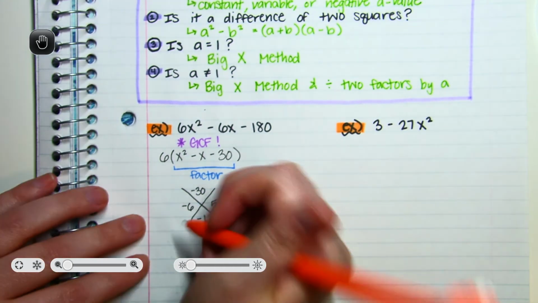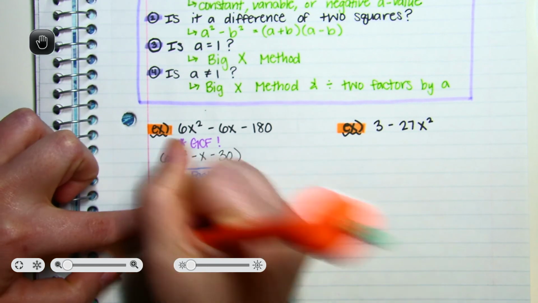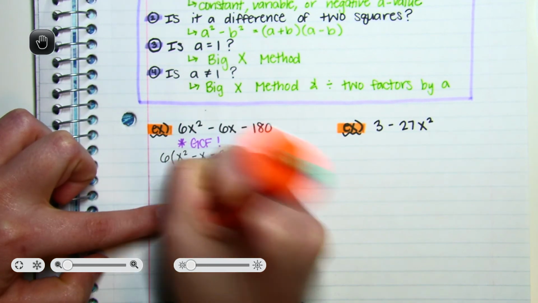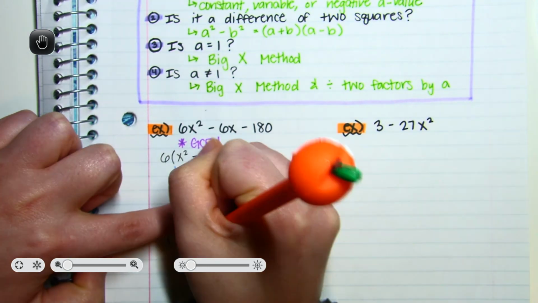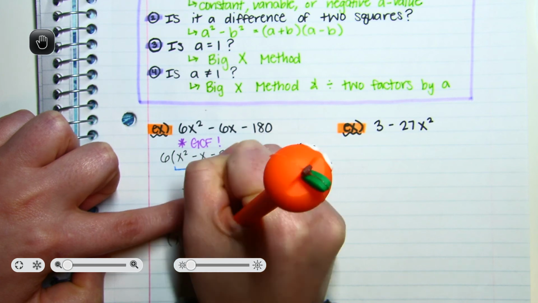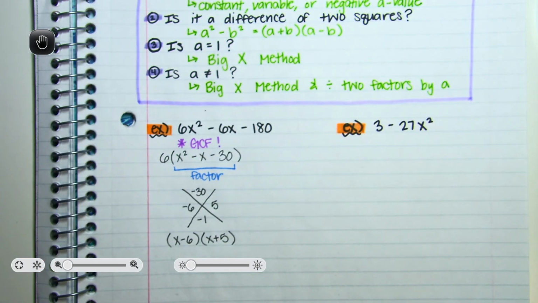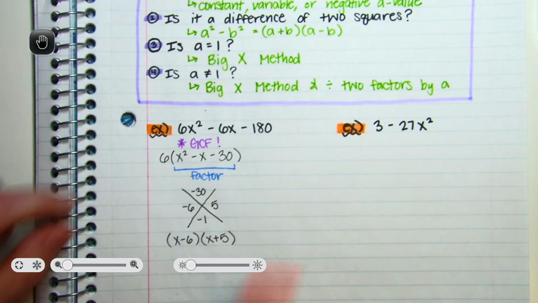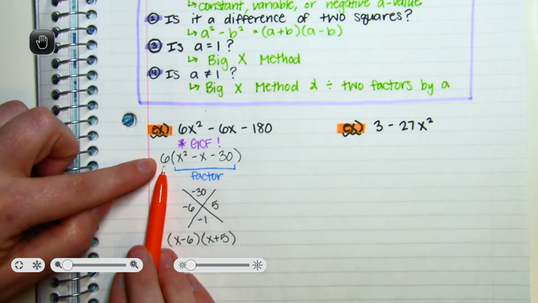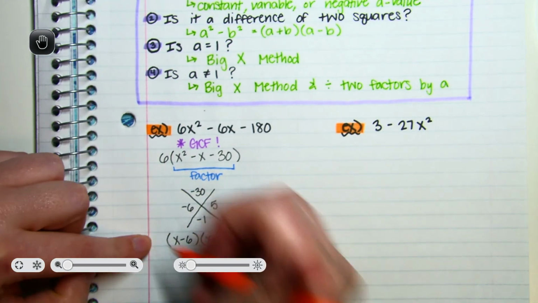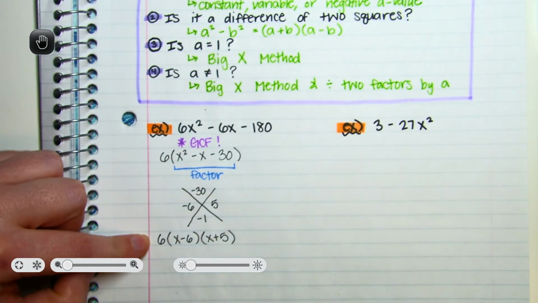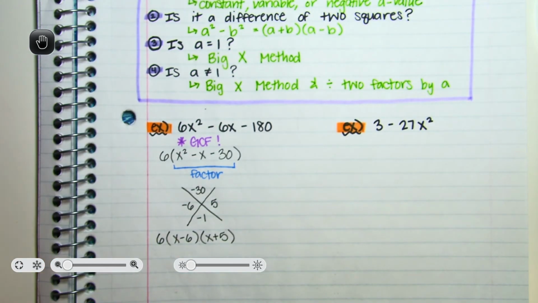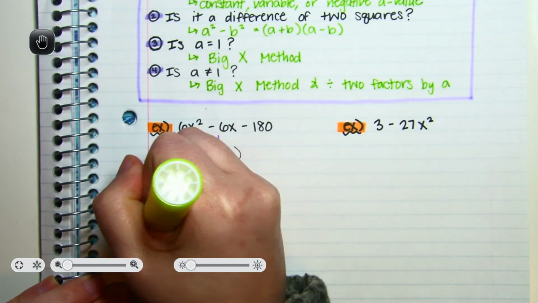All right, so our final answer, this negative 6 gives us the factor x minus 6, and then the positive 5 gives us the factor x plus 5. Is that my final answer? Good, you should have said no, it's not. We factored out this GCF at the beginning. We have to include it in our final answer as well. Always want to make sure that you don't forget about that GCF.